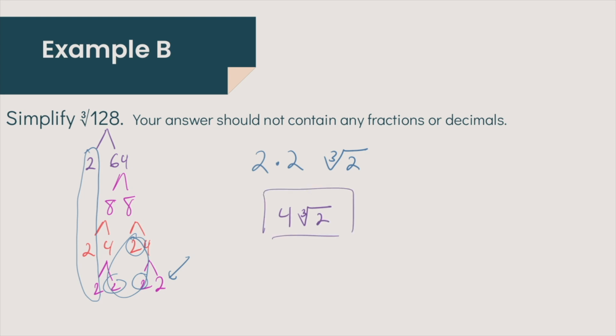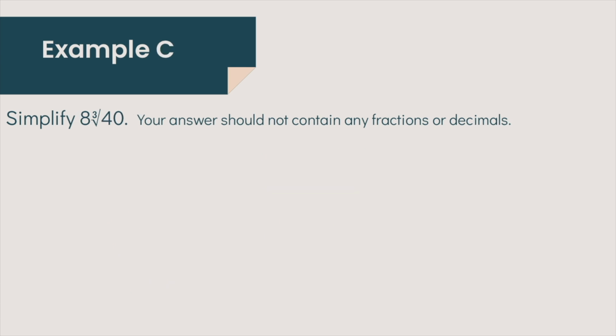Now let's take a look at example C. All right, here we are at example C, and it's got a little bit of a trick to it because it's got a number in front of the cube root, but as we learned with square roots, we're going to take whatever we pull out and just multiply it by that number. So we're going to focus on finding the cube root of 40. So we're going to go ahead and break that down. I know that could be 5 times 8, and then 8 can be broken down to 2 times 4, and I know 4 can be broken down to 2 times 2.